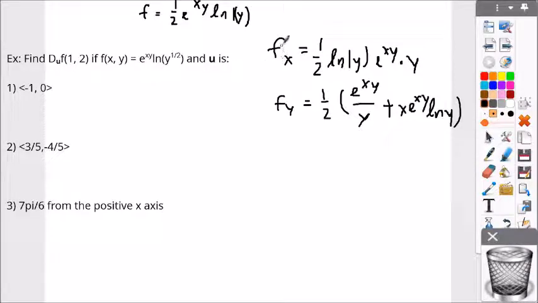Okay, so now what do we do? Now we find both of these, f sub x and f sub y, at 1, 2. So we're going to get pretty nasty numbers, is what I'm expecting.